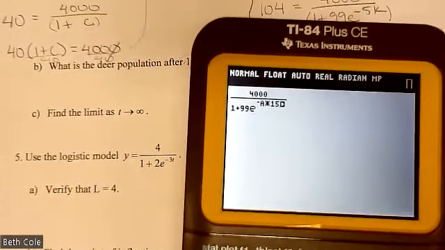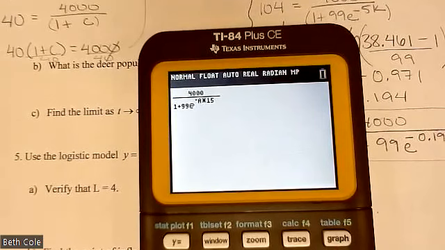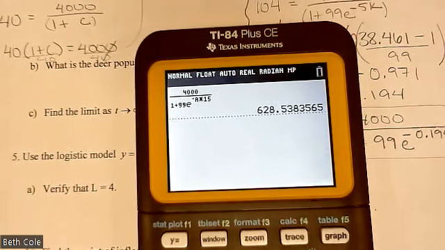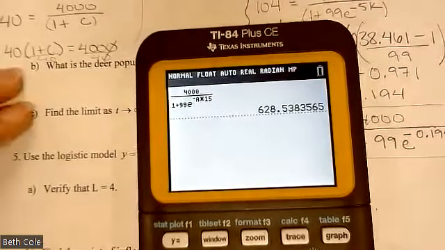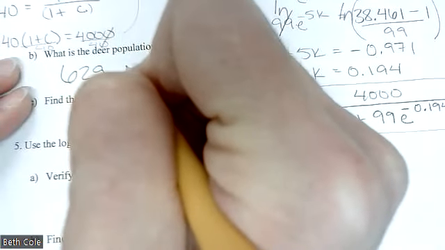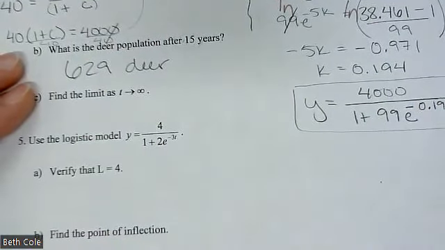So after 15 years, how many deer do we have? I got 628 deer. Okay, let's round to the nearest whole deer. Let's say 629 deer. I don't mind chopping a bacteria into pieces, but a deer, let's do a whole deer.